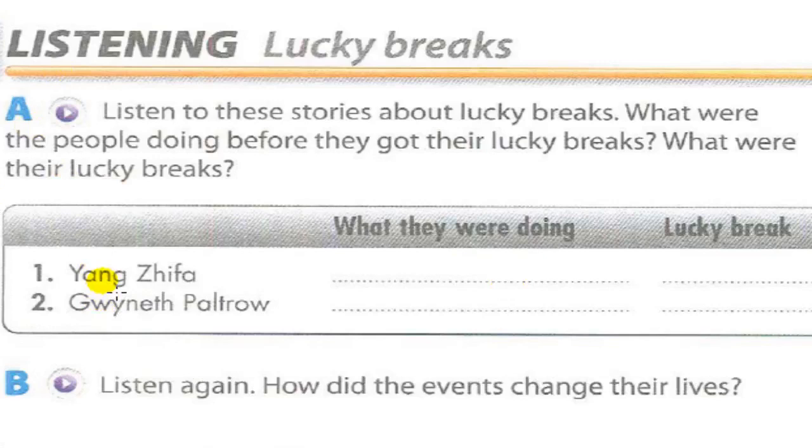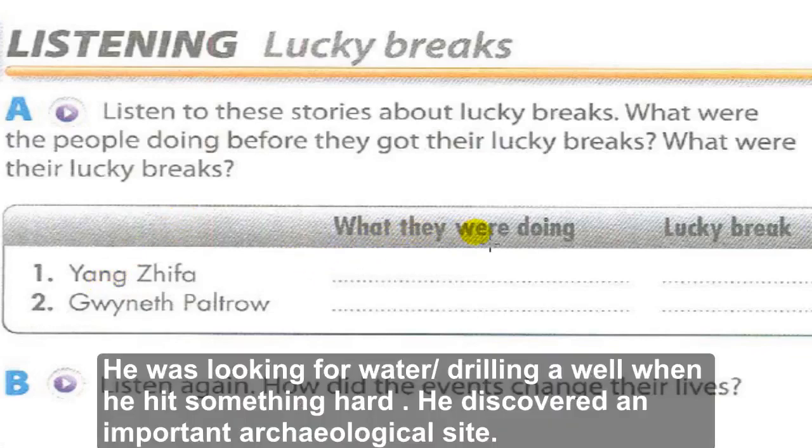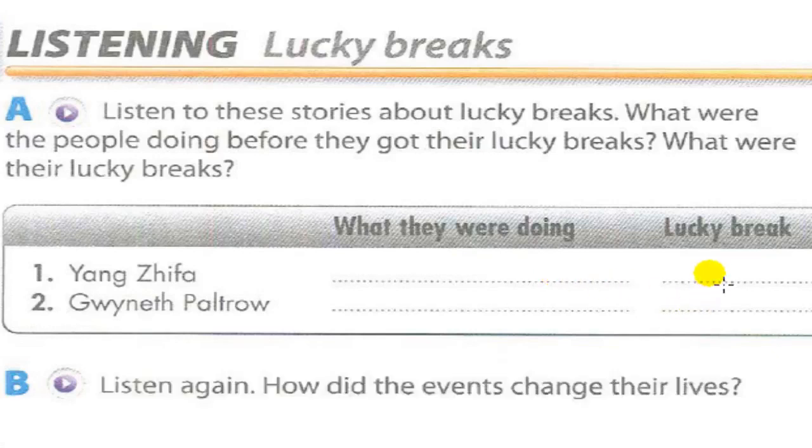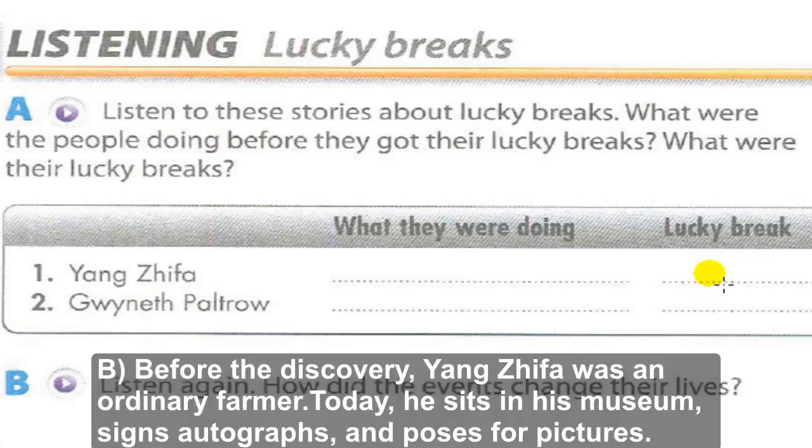Young Zifa, what was he doing? He was looking for water. He was drilling a well when he hit something hard. He discovered an important archaeological site. He discovered the eighth wonder of the world. He discovered 8,000 soldiers. They are terracotta warriors. Lucky break. Before the discovery, young Zifa was an ordinary farmer. Today, he sits in the museum, signs autographs, and poses for pictures.